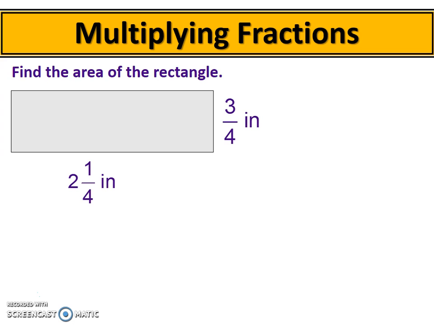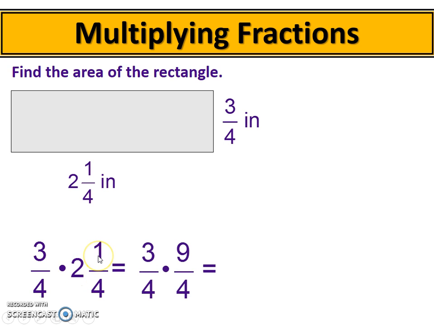If I asked you to find the area of this rectangle, think about what we already know about finding area. We know area is going to be length times width. So in this case, if one dimension of our rectangle, the length, is 2 1/4 inches, and the width is 3/4 of an inch, then I'm still going to follow that same procedure of length times width. I just happen to have fractions to multiply. So 3/4 can stay as is, but this 2 1/4 will have to get rewritten as 9/4.